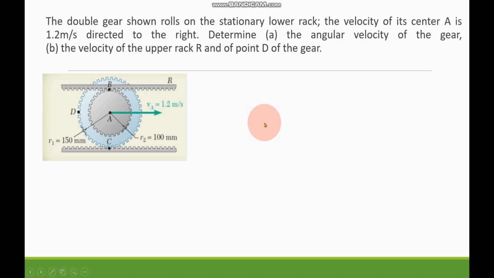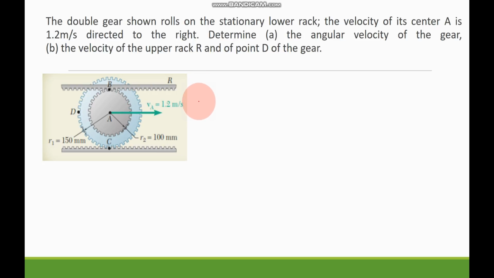So let us proceed to the first example. The double gear shown rolls on the stationary lower rack. The velocity of its center A is 1.2 meters per second directed to the right. Determine the angular velocity of the gear and the velocity of the upper rack R of point B of the gear. So we have the larger gear here that is attached to the lower rack and an inner gear that is attached to the upper rack.